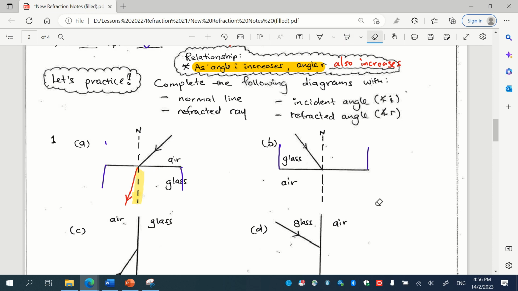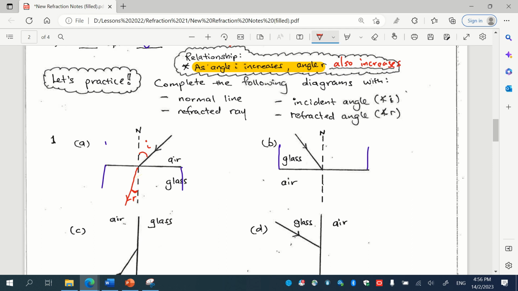So let's identify the angle I and angle R. The incident ray is this one on top, so this is my angle I. Angle R will be here, between the refracted ray and the normal line.